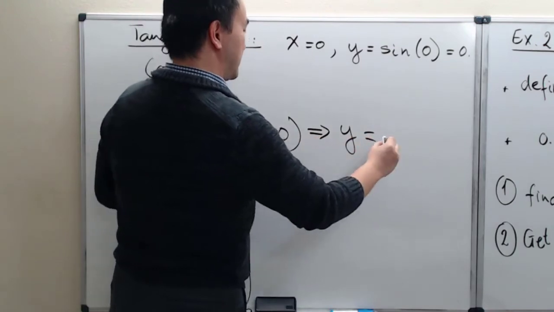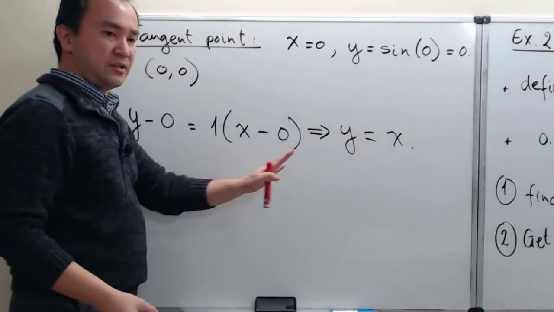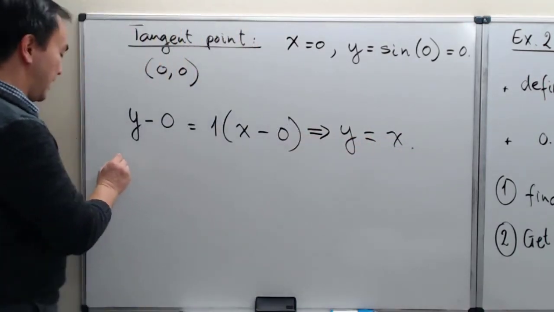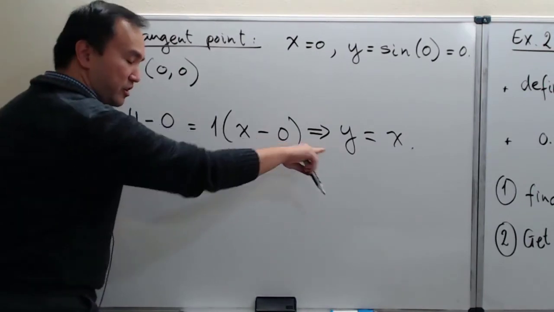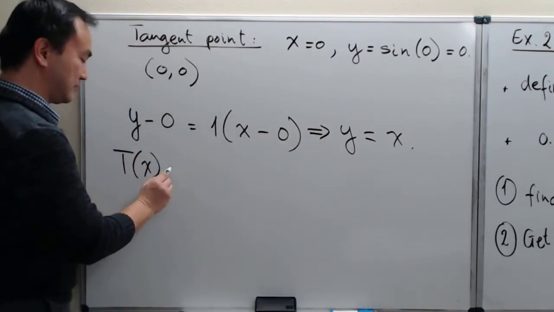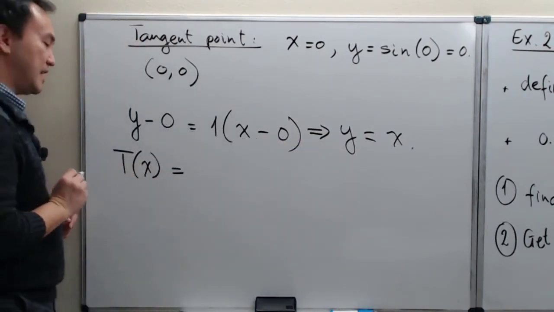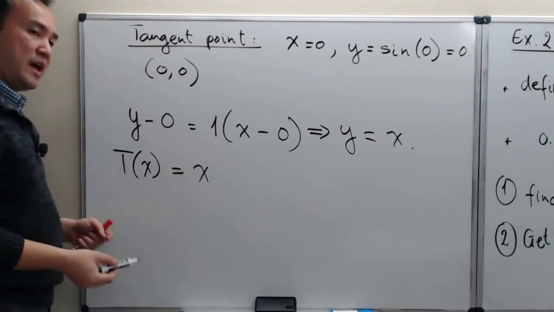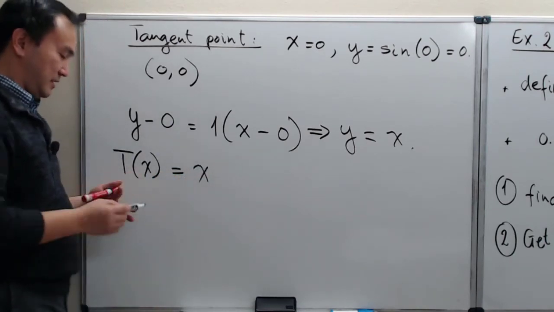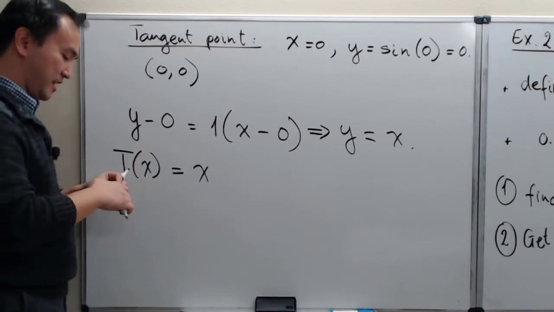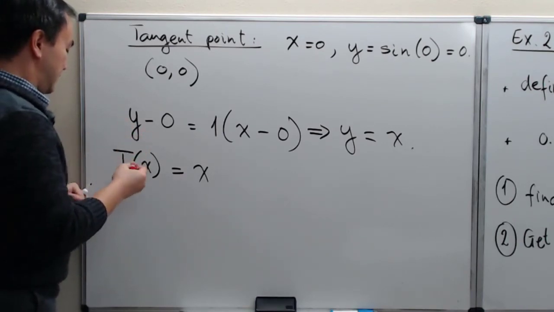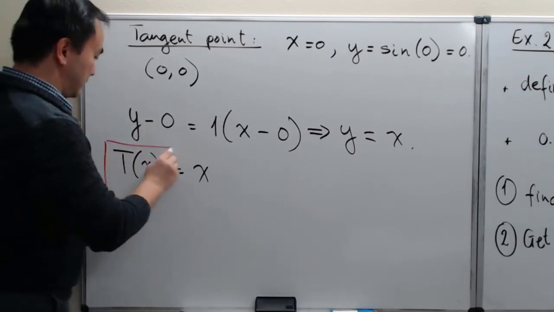1 times x minus 0 is just x. So this is our linearization right here. Now we can see this equation of tangent line as a function T of x. A function T of x equals 1x plus 0. Okay, so yes, once again, I'm using that term. This is our linearization right here.